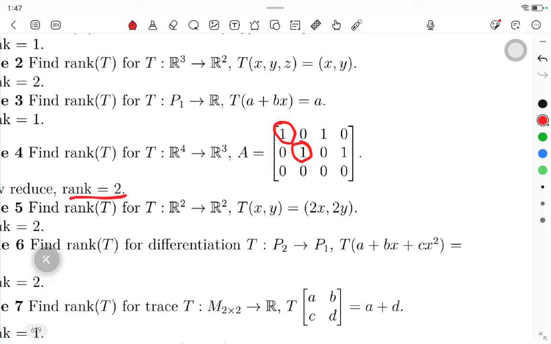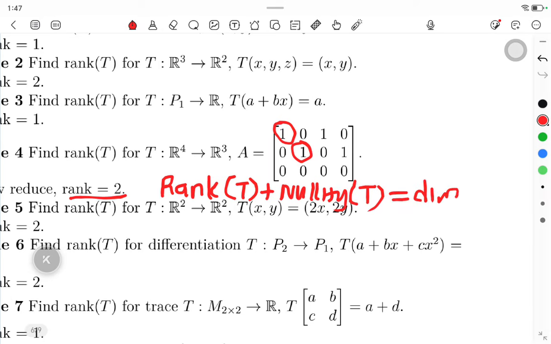Then look at this. How do we confirm this? Remember, the formula says the rank of T plus the nullity of T is equal to the dimension of this one, R4. And how do you know this dimension? Is it the row or the column? Do we count the row or the column here? Columns.